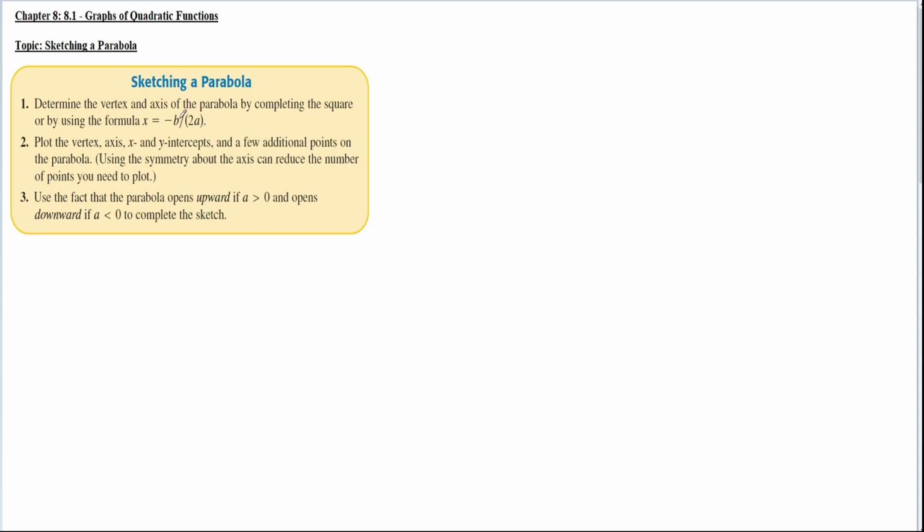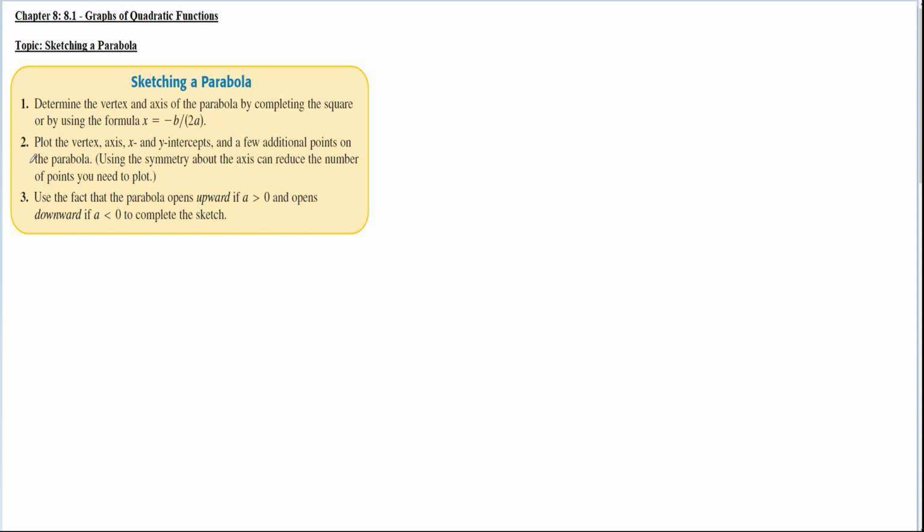So this little text blurb here has three tips to be aware of when sketching a parabola. Number one says finding the vertex and the axis of a parabola by completing the square or by using the formula x equals negative b divided by 2a is helpful, and so that's a guaranteed point. Usually whenever you have a parabola you can always find the vertex immediately.